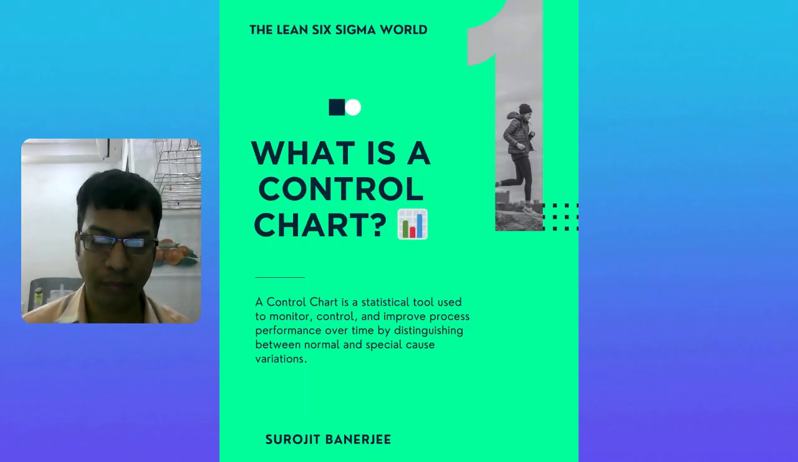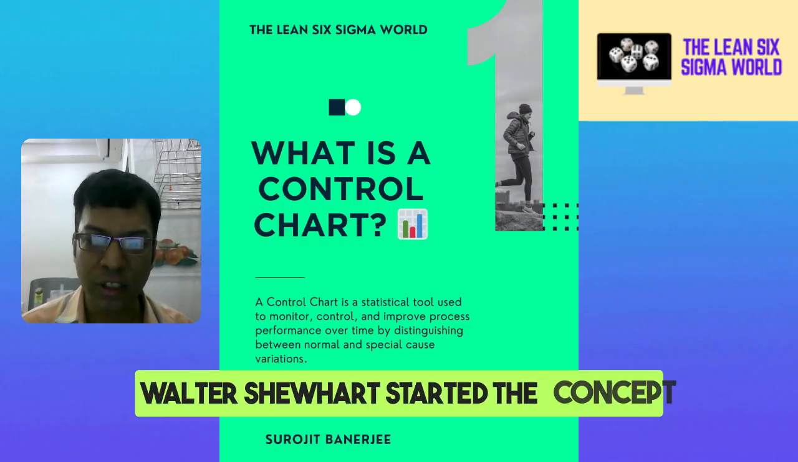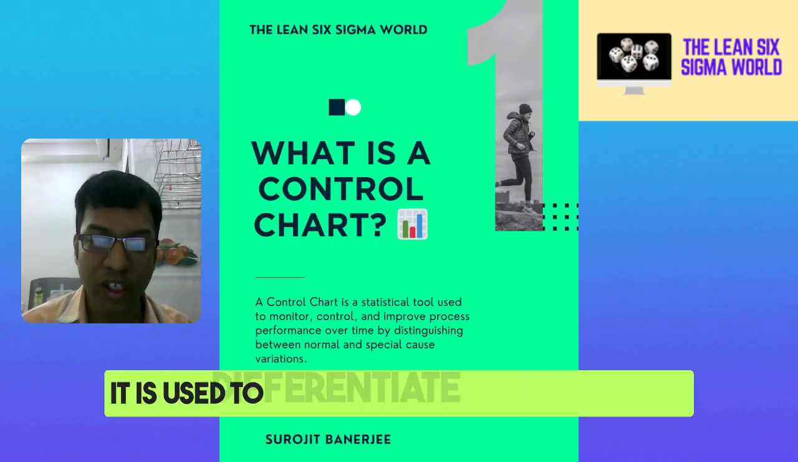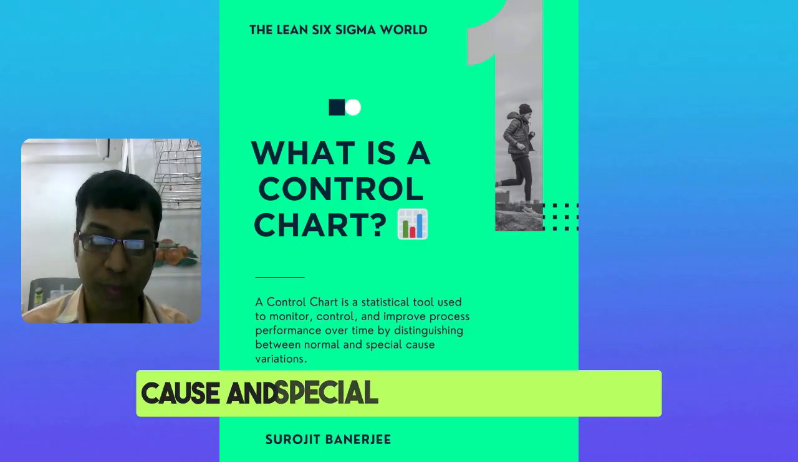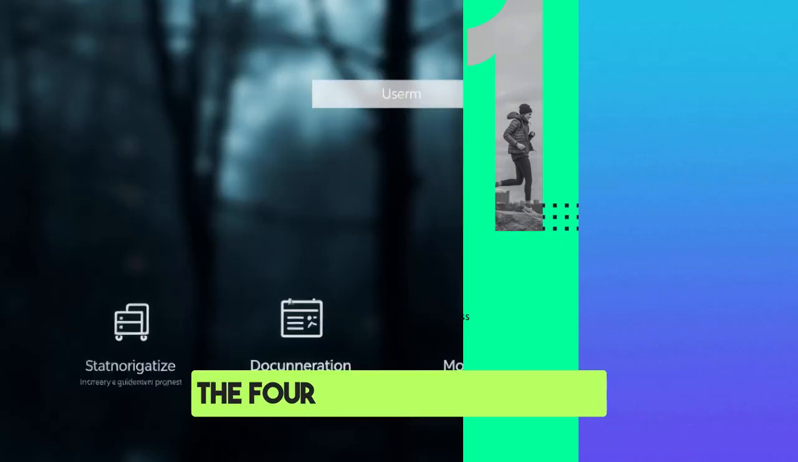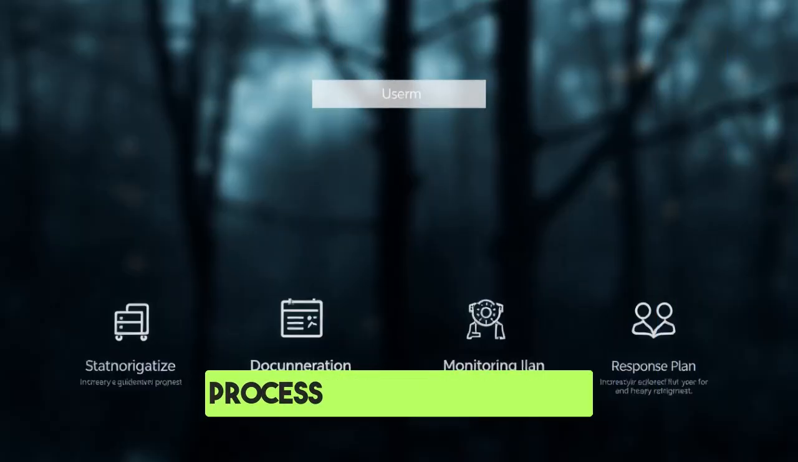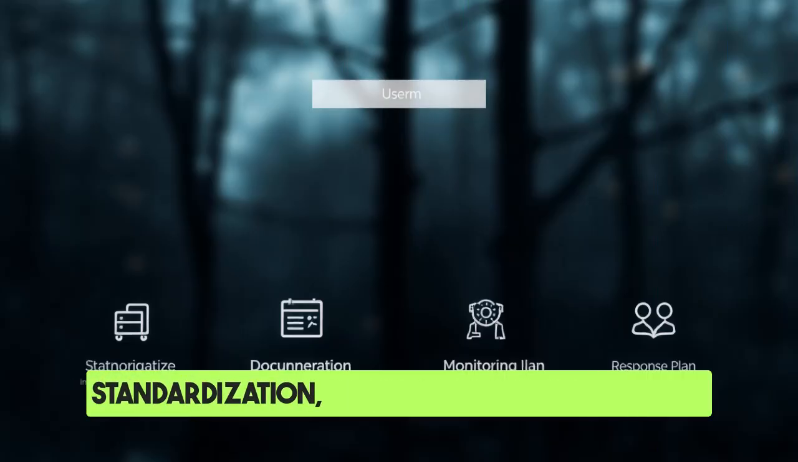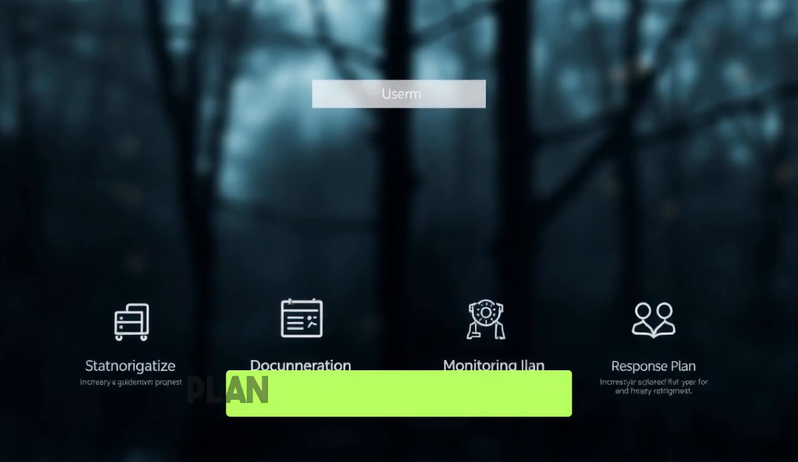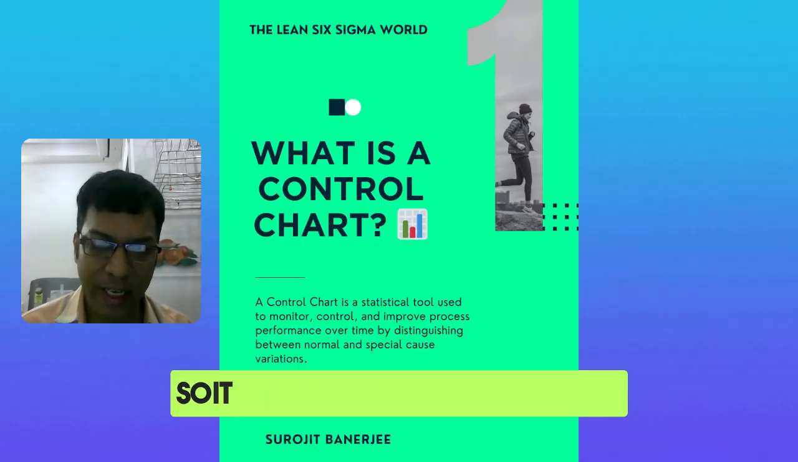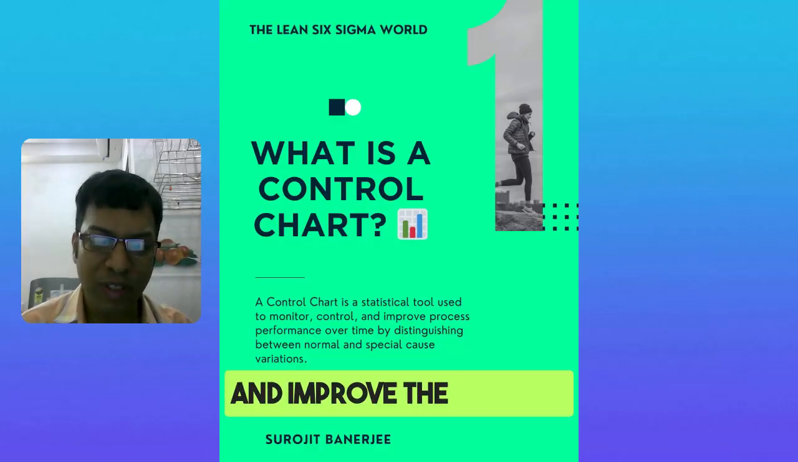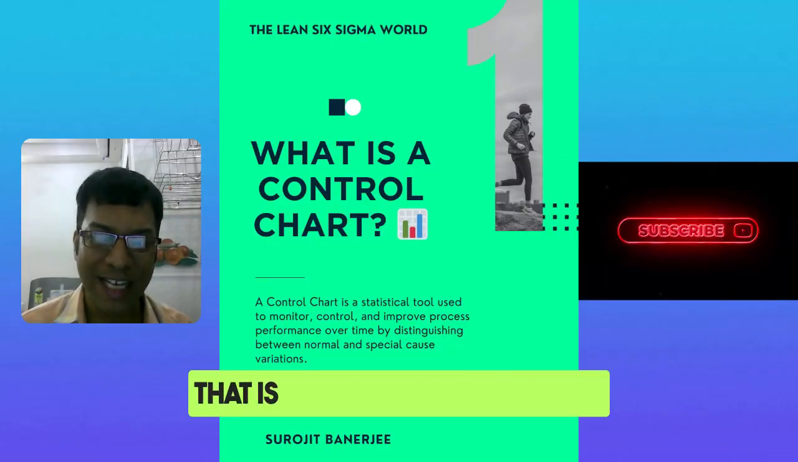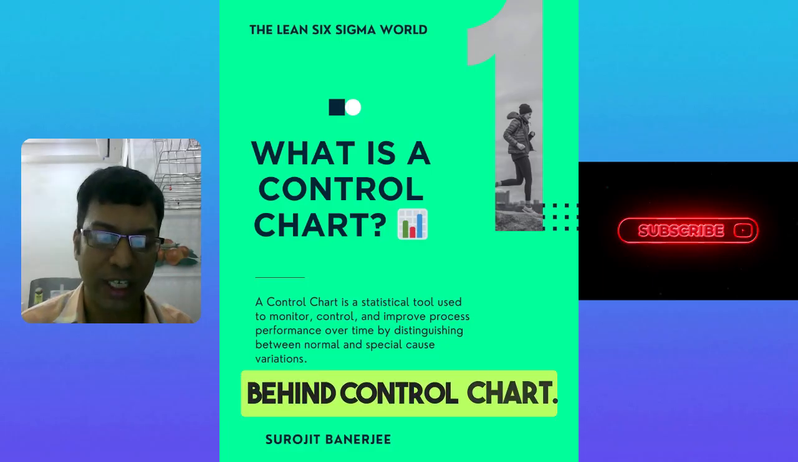Walter Shewhart started the concept of control chart. It is used to differentiate between common cause and special cause of variations. The four techniques used for process control plans are standardization, documentation, monitoring plan, and response plan. So it is used to monitor, control, and improve the process performance over the period of time. That is the basic fundamentals behind control chart.